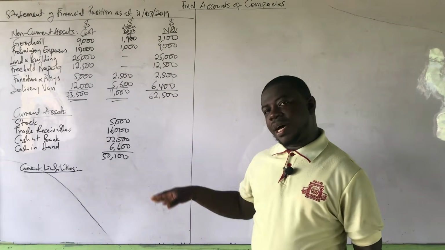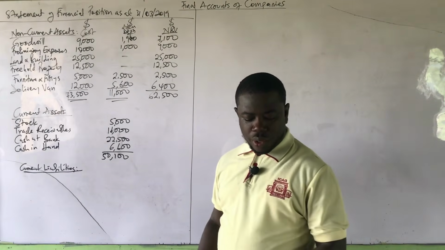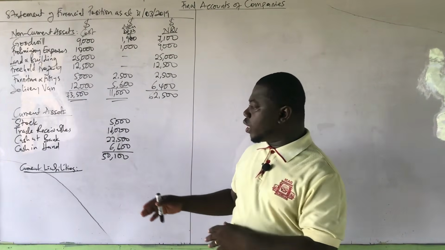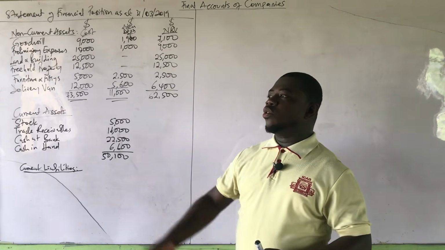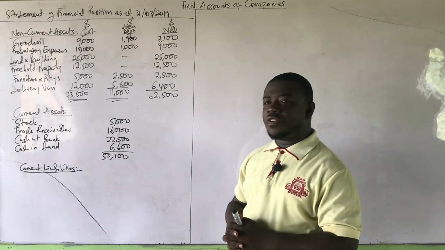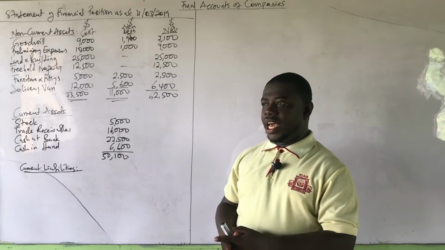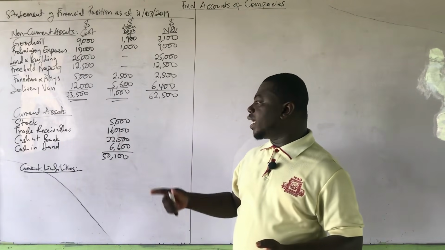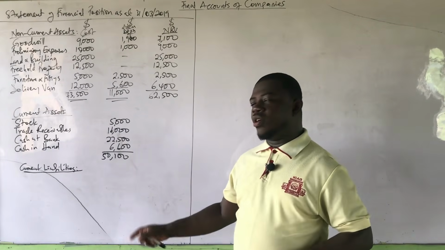So the tax will come as a liability. And let us take note that all the dividends proposed will also come as liabilities, because there was nowhere in the trial balance we could find them, meaning they were not paid. Once dividends are not paid, they are liabilities. Tax not paid, liabilities. Interest not paid, they are all liabilities.